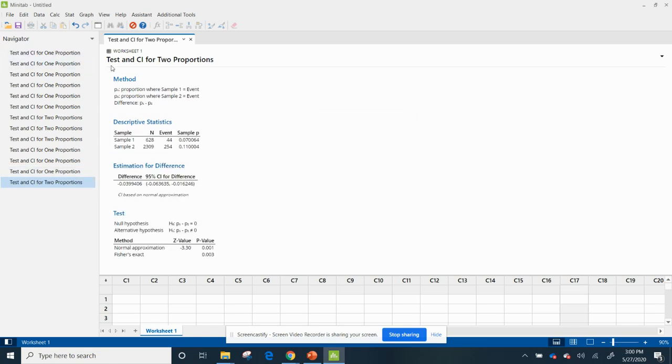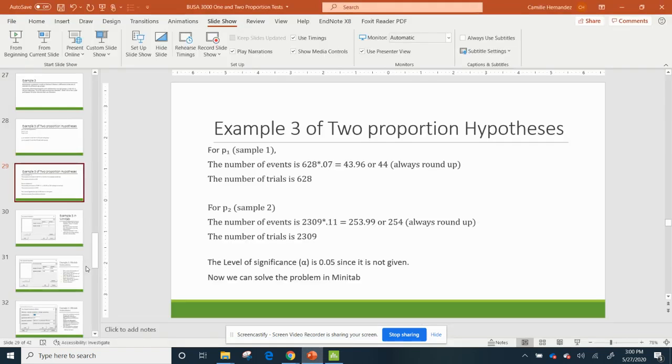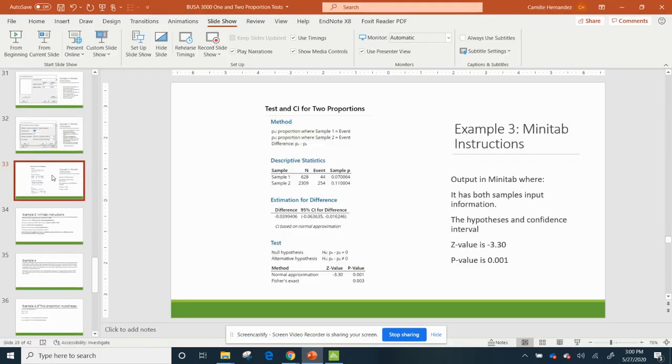This is what I get. Method, it tells me what I'm looking at. Descriptive statistics, it gives me sample 1, it gives me the N, the event, and the sample P. It does the same thing for sample 2. It shows me the difference between the two proportions, and it gives me a confidence interval for that. It gives me the null and the alternative hypothesis, my Z value because I'm doing the normal approximation, and it gives me my P value. And again, here are the slides showing you what to do.